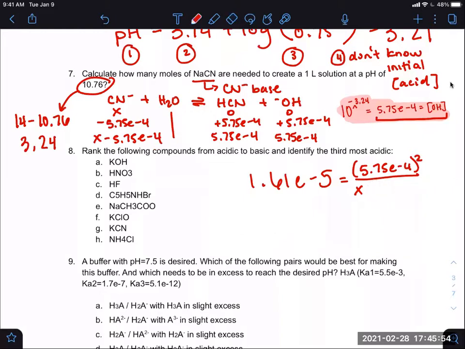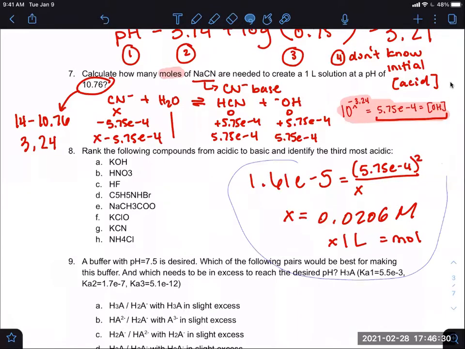Then you'll solve for x, and you should get 0.0206 molarity. That's not what the question was asking, right? The question was asking how many moles. Thankfully this was an easy problem because I only put 1 liter in there, so all you need to do is multiply this by 1 liter to get moles, and that is the same number. If it was not 1 liter, you would have to take care of that and calculate the number of moles. But yeah, any questions?